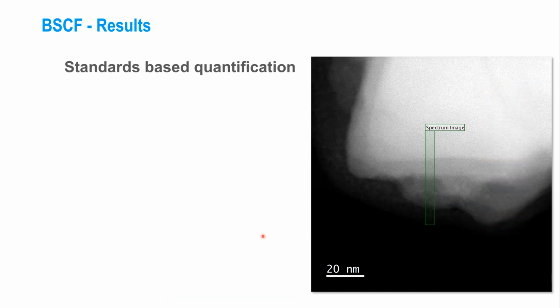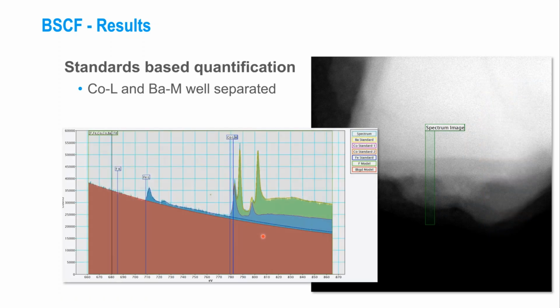So standards-based quantification, same extracted spectrum. We can extract the cobalt and the barium separately. You can see that we're using a barium reference and it separates the cobalt and the barium perfectly. The yellow is the barium and the purple is one of our cobalt references. We can use concurrent cobalt standards. You can see that I have 2 cobalt standards just as I did for my mixed oxide, the other specimen.